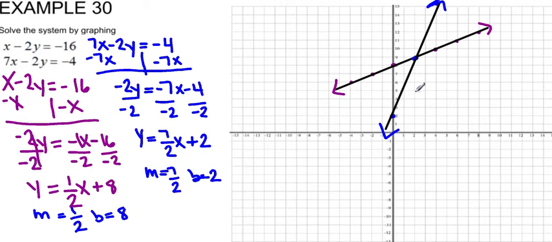So the solution to this system is the intersection point, and that intersection point is 2, 9.